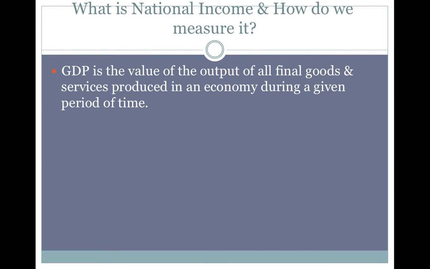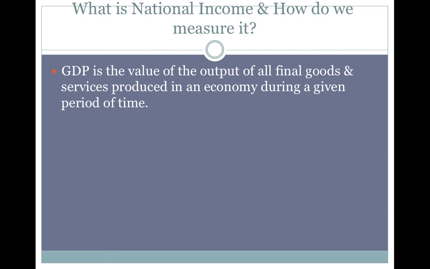What is national income and how do we measure it? Well, most economists for a lot of years have done it with GDP. It is defined as the value of output of all final goods and services produced in an economy during a given period of time. Even if you just said the value of all final goods and services produced in an economy over a given period of time, that would also be acceptable. So please note what GDP is. National income is basically how we measure GDP.